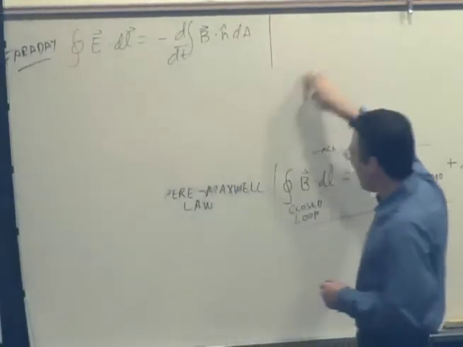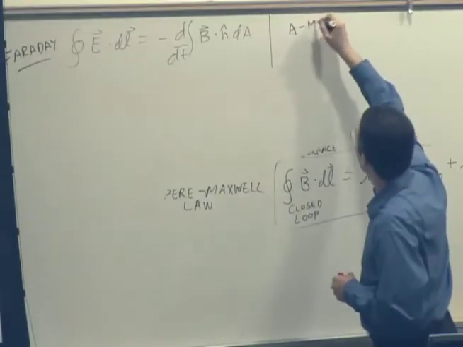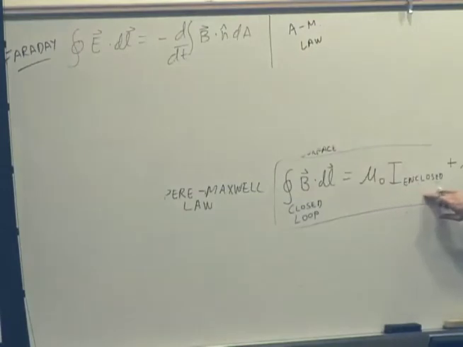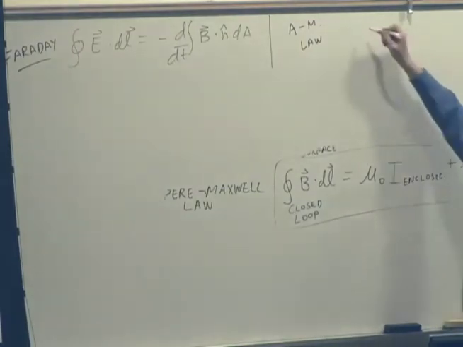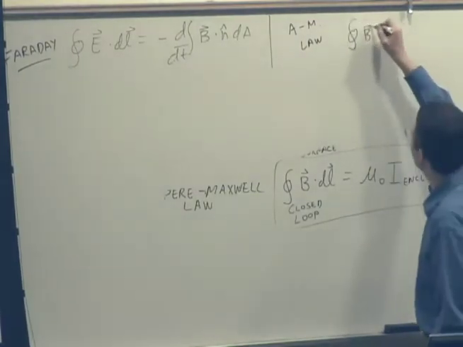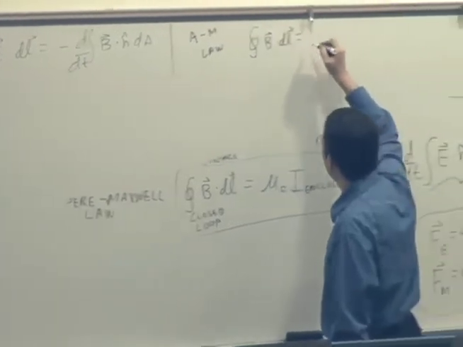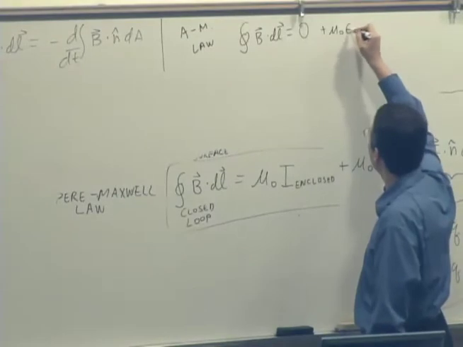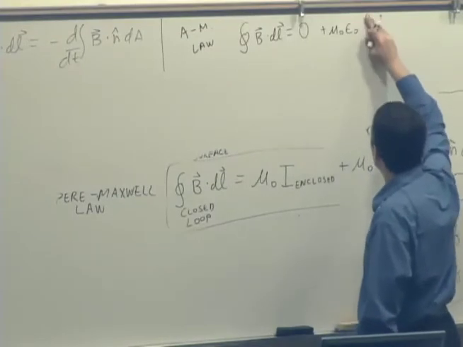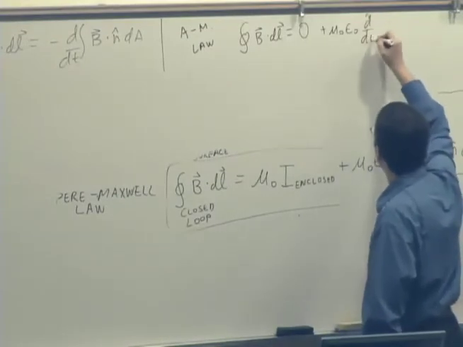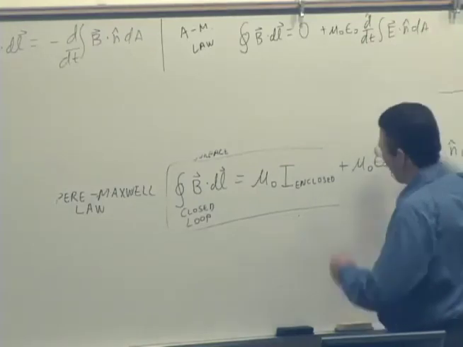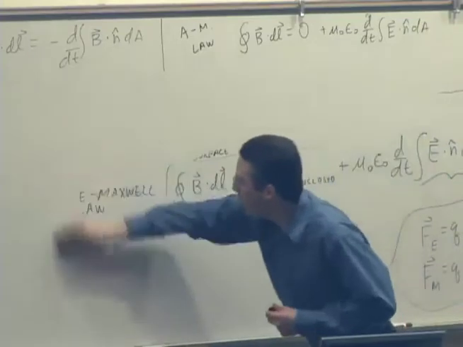And I'm going to write Ampere-Maxwell up here too. And since we already know that the current is 0 everywhere, I'm going to just write this as B dot dl equal to 0, no current, plus mu naught epsilon 0 time derivative of E dot n hat dA. Okay? So let's look at Faraday's law first.